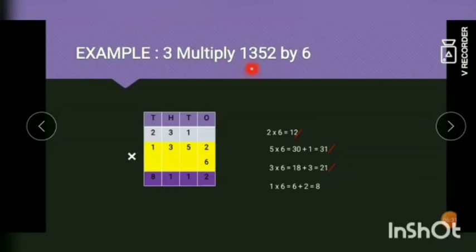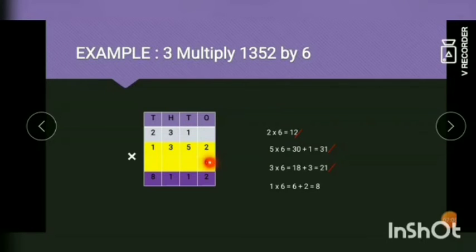Multiply 1352 by 6. So we write the number in the place value chart first. So the number 2 is in ones place, 5 is in tens place, 3 is in hundreds place and 1 is in thousand place. Next we write the number 6 in ones place. So first we multiply the ones place value. So 6 2s are 12. So we write the number 2 in the ones place and carry over 1 in the tens place.